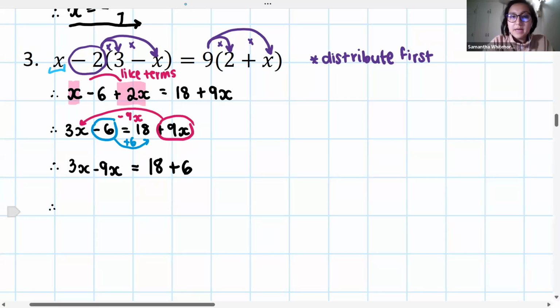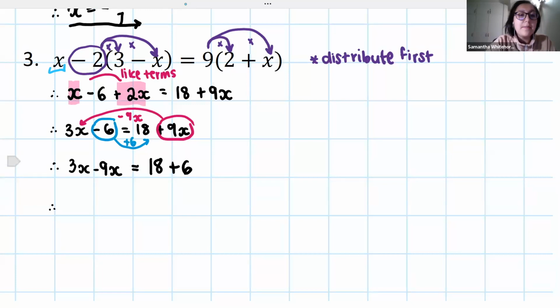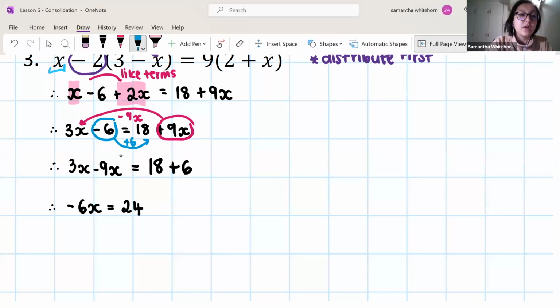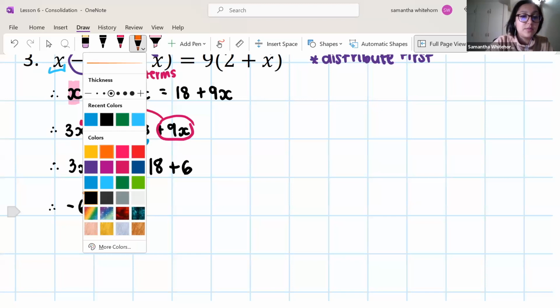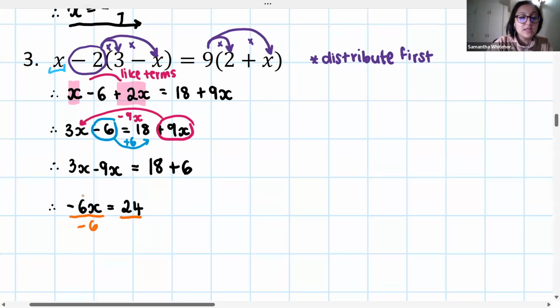Right, 3x minus 9x, again, use your calculator, use your timetable, use your number line. But 3x minus 9x is -6x. And then on the right, 18 plus 6 is 24. Now to solve this equation, we're not done yet. We still have that coefficient there, so I want to divide both sides by -6. -6 divided by -6 essentially, remember, leaves us with 1. So I've gotten my x alone.